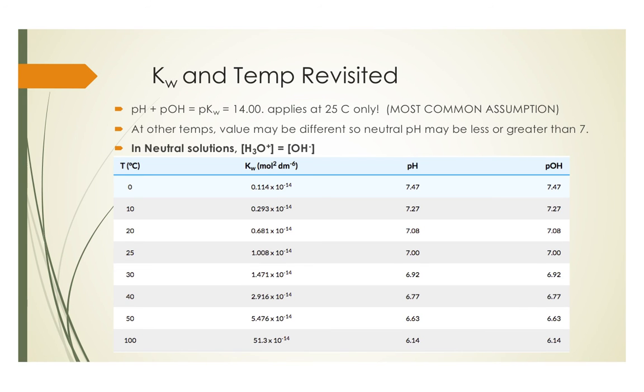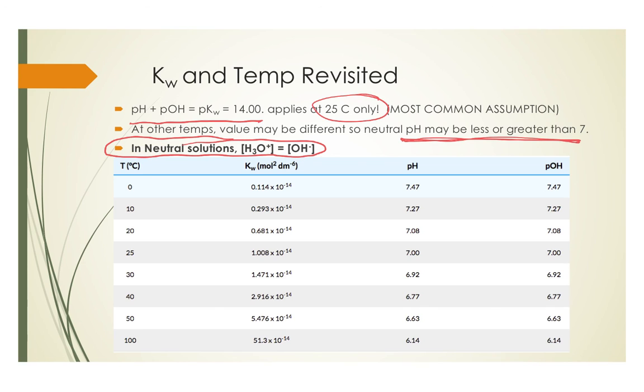Okay, so once again, this reminds us to go back. That statement we just made that pH plus pOH equals 14 only applies at 25 degrees Celsius. At other temperatures, the value must be different, so neutral pH may be greater or less than 7. So the big takeaway, and the takeaway we want to always remember, is that neutral doesn't always mean a pH of 7. Neutral means that the concentration of H3O plus and OH minus are equal. Okay, and so you will see that as the temperature goes down, pH goes up, and as the temperature goes up, pH goes down for neutral solutions.